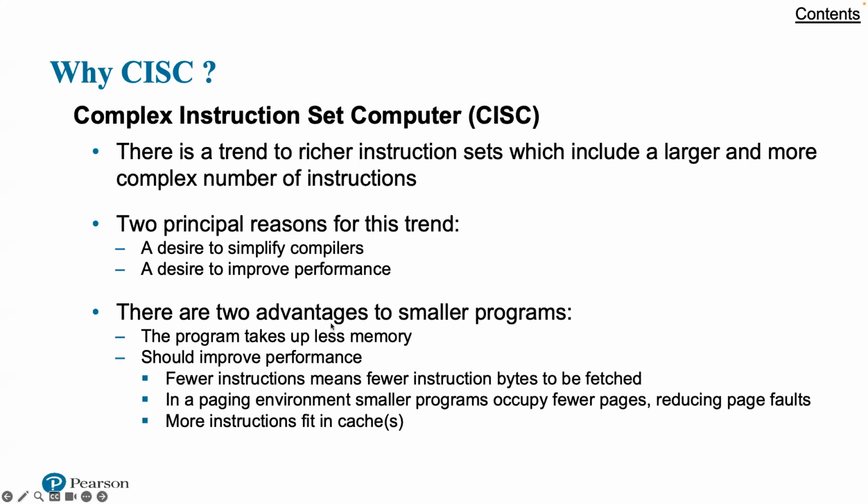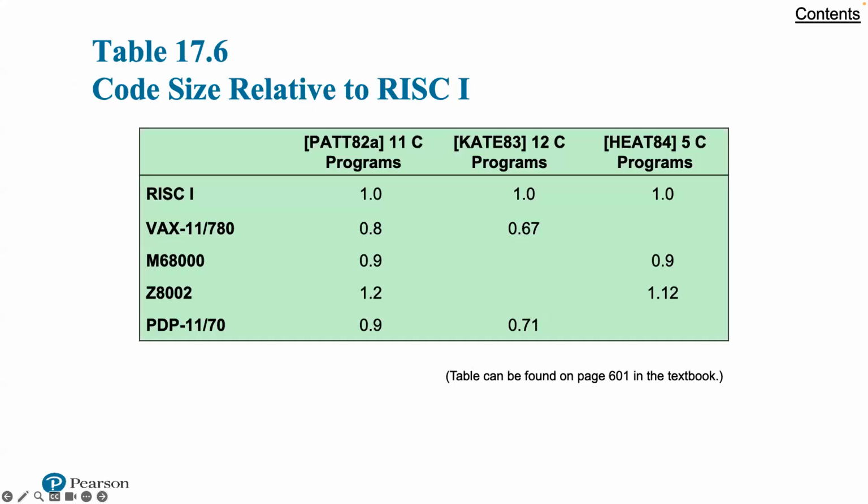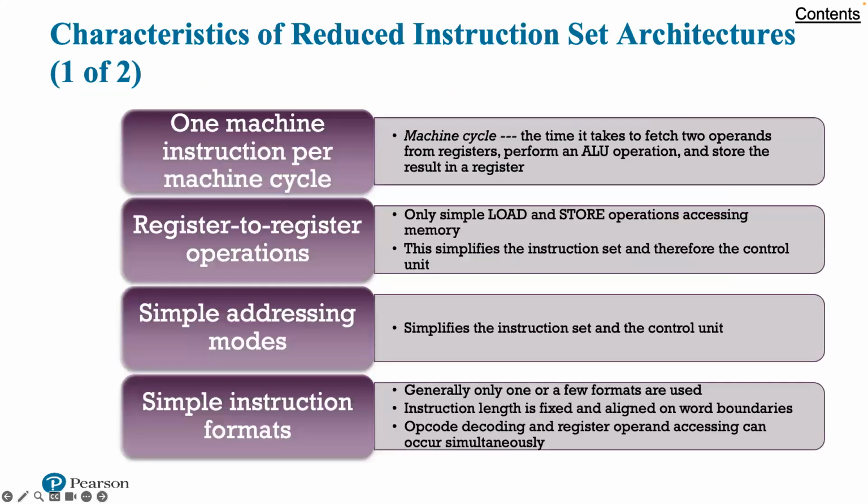So there are two advantages to smaller programs. A program takes up less memory and it should improve performance. That's the general rationale, but what actually happened when we think about it? Let's take a RISC processor and compare it with other CISC examples and how much shorter those things are. We see maybe some examples of 0.8, 0.9. Here's an example that's actually a little bit longer. And so it's not always the case that you're going to end up having improved performance. That's one of the things that comes up.